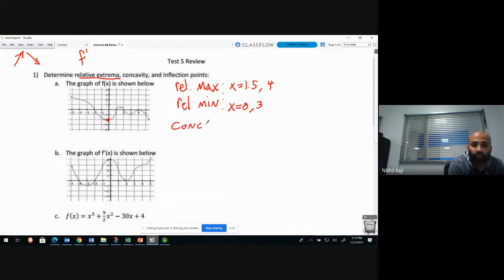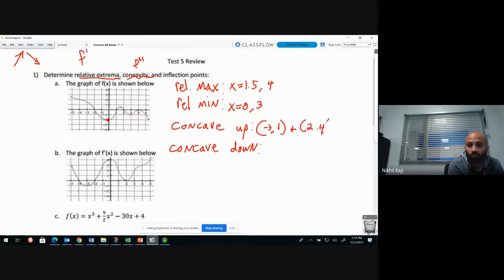Concavity is concave up and concave down. Since we have our original, if we had our equation we would have to check our second derivative, but whenever we have our original graph, we can just look at the shape. So it's concave up over here from -3 to 1 and 2 to 4.